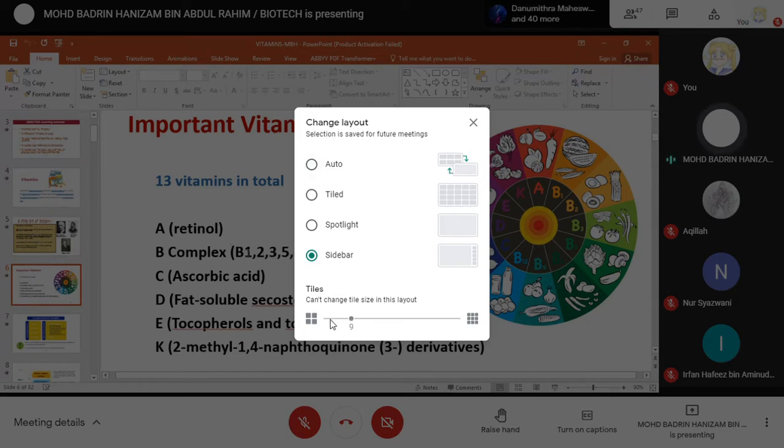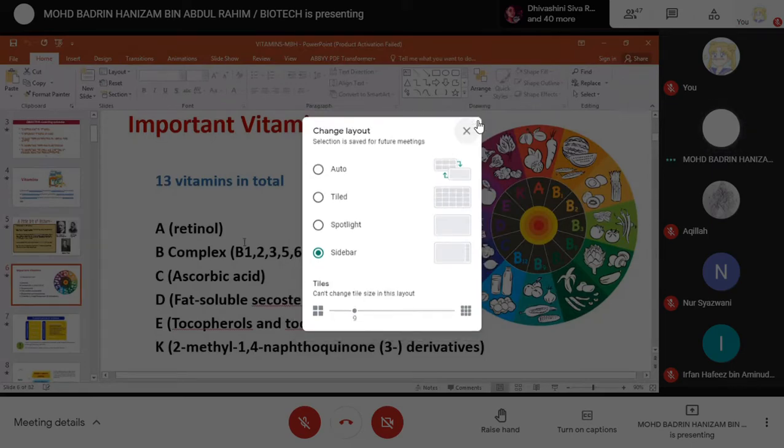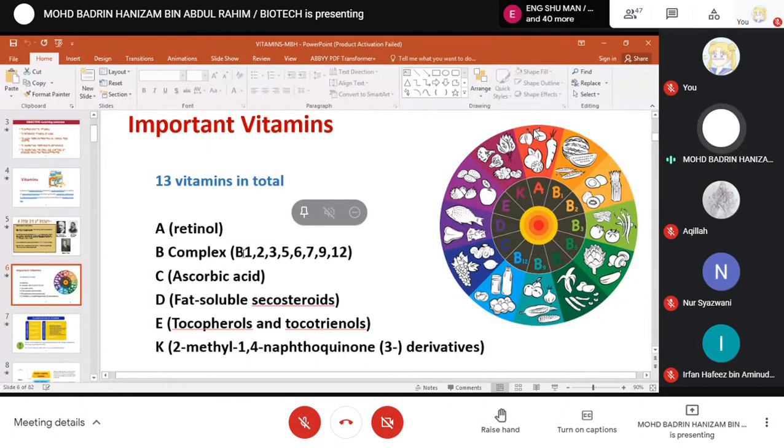Vitamin B consists of 8 types of vitamin. Maybe you need to memorize every single vitamin in the vitamin B complex. The rest is very straightforward. A is retinol, C is ascorbic acid, and so on and so forth.